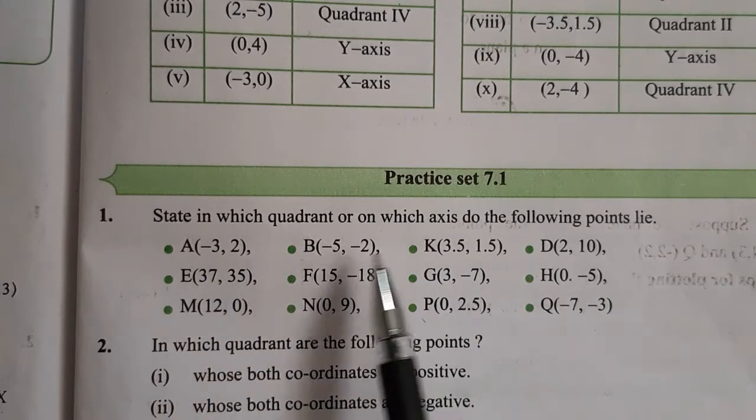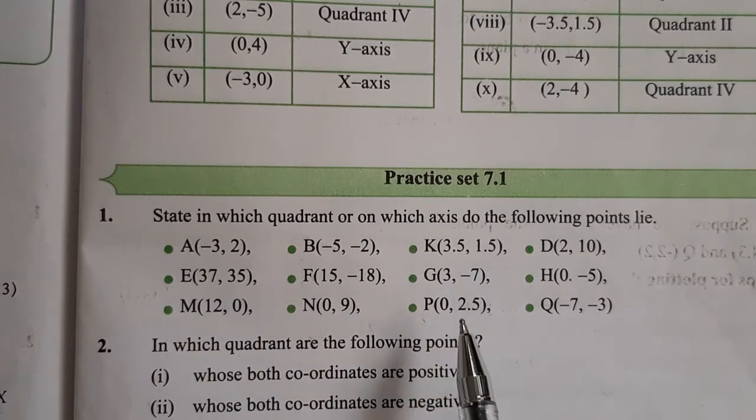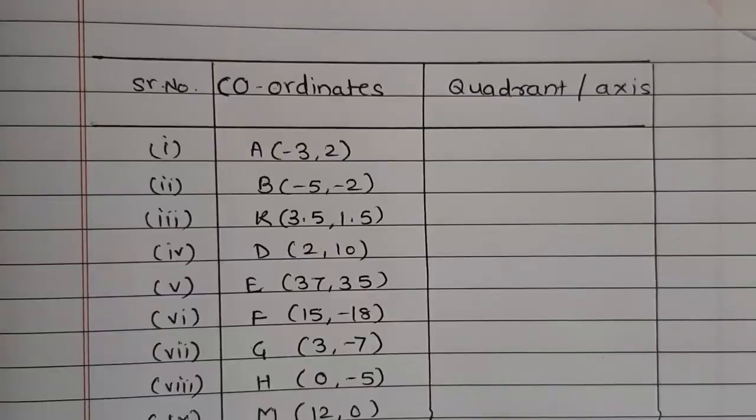When you write the answer to these questions, you have to make a table. In that you have to make the columns. The first column is coordinate and the second one is quadrant or axis. Now see the solution of this question. In this way you have to make a table with serial number, coordinates, and quadrant or axis. These three columns are given.